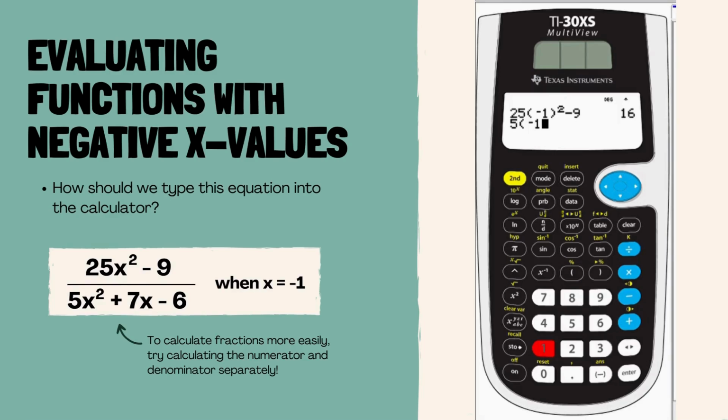And then for the denominator, 5 open parenthesis -1, close parenthesis squared plus 7 times parenthesis -1 close parenthesis minus 6, and for that we get -8. So now we're going to divide our numerator by our denominator. So 16 divided by -8, and we get -2.